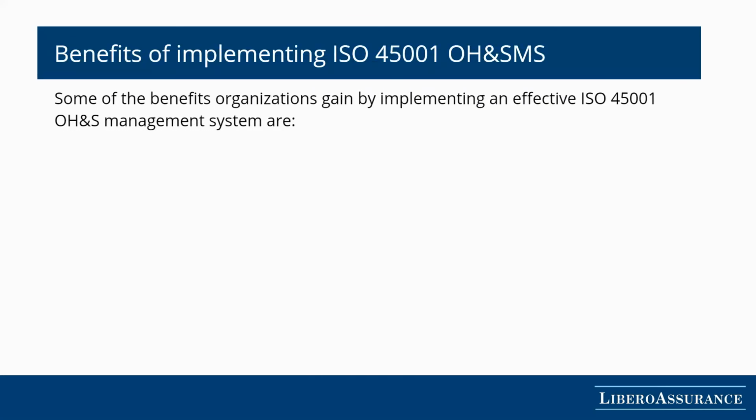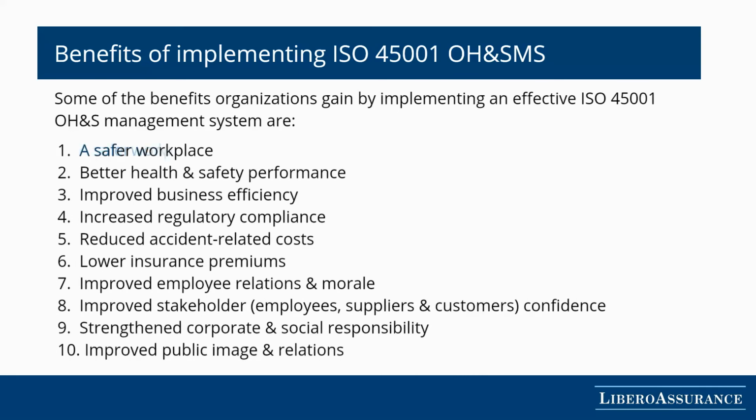By implementing an effective occupational H&S management system as per ISO 45001, organizations gain a number of benefits. 1. A safer workplace. 2. Better health and safety performance. 3. Improved business efficiency. 4. Increased regulatory compliance. 5. Reduced accident-related costs. 6. Lower insurance premiums. 7. Improved employee relations and morale. 8. Improved stakeholder confidence. 9. Strengthened corporate and social responsibility. 10. Improved public image and relations.